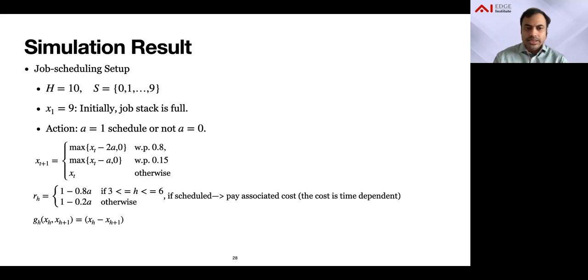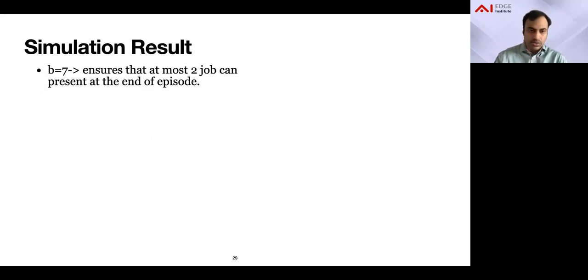So what I want is that at the end of this episode, at most 2 jobs can be present. This is a kind of arbitrary number. The idea is that I will try to schedule when the cost is small. So this is the idea.